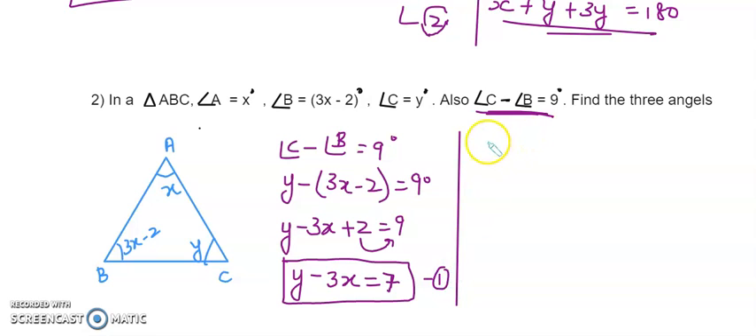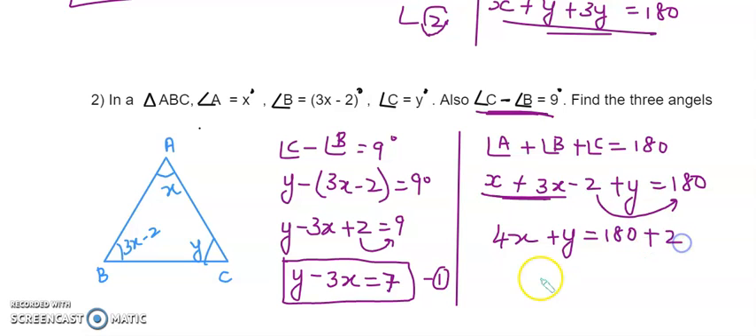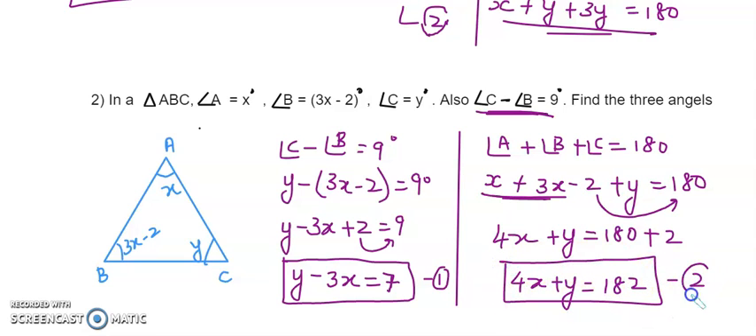Second equation, again because it's a triangle, angle sum property. Angle A plus angle B plus angle C is 180. What is my A in this case? X. What is my B? 3x minus 2. And what is my C? Y, equals 180. So are we getting here x plus 3x, so 4x. Put this y here and take the negative 2 to the other side. The negative 2 will become a plus 2. So the second equation is 4x plus y equals 182, right? Again, we have made two equations; cross multiplication, elimination, substitution, whichever method you want to go for, you can do and find the three angles.